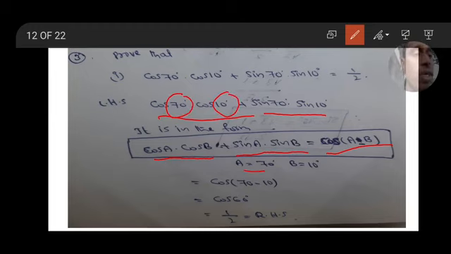Therefore A equal to 70, B equal to 10. Therefore cos of 70 minus 10, that equal to cos 60 degrees. What is the cos 60 degree value? We know that is 1 by 2, that is RHS. Okay. By comparing this into the standard form, and substituting the values.